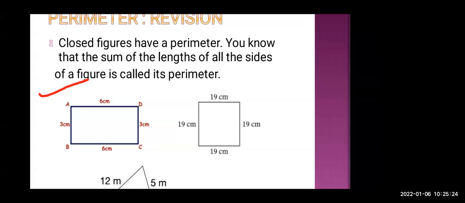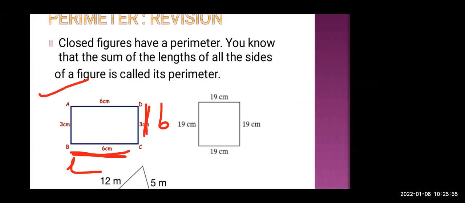Now the rectangle has two things. ये आपको याद रखना है. A rectangle has two things, that is length and breadth. Length means lambai and breadth means chaudai. Now here what is length over here? See, this is our length and this is our breadth.